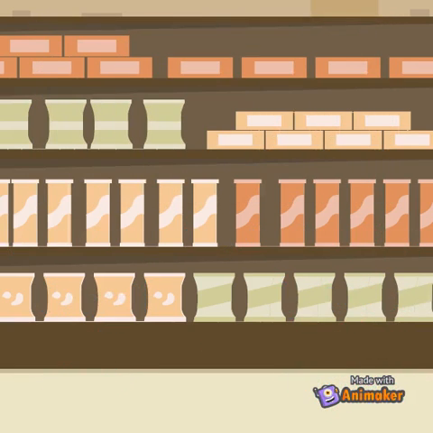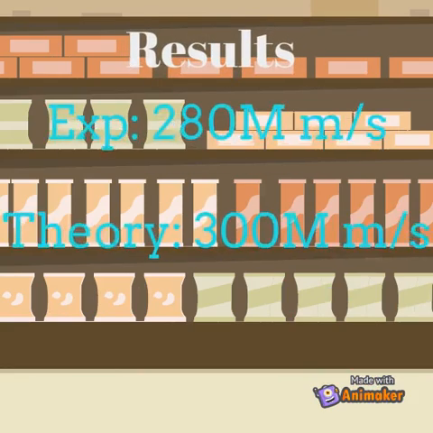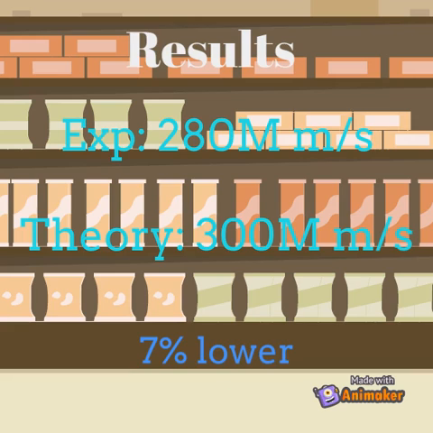From this experiment, I got the speed of light as about 280 million meters per second. This value is 7% lower than theory, which is 300 million meters per second. Yet, it is still quite close considering the sensitivity of the equipment I used.